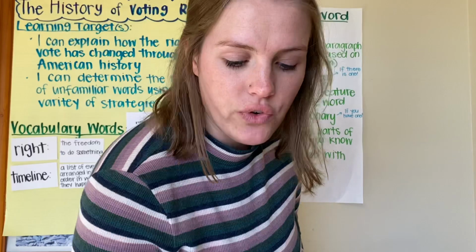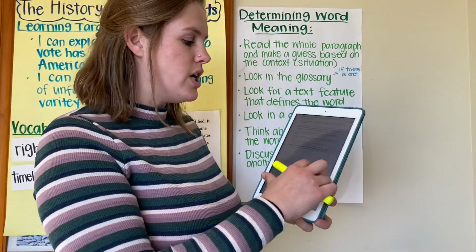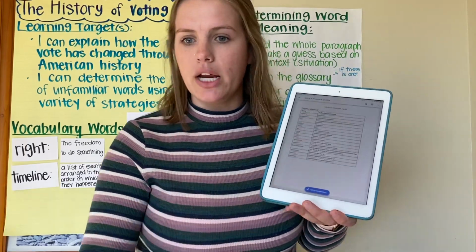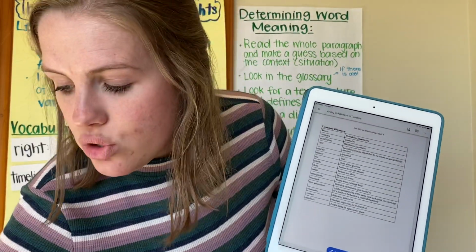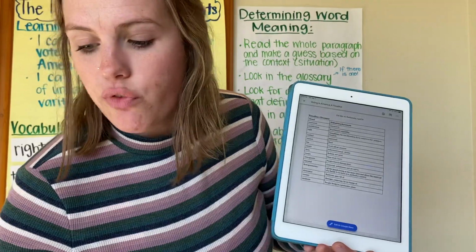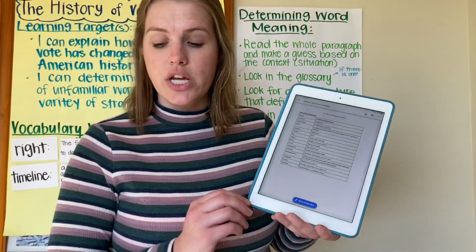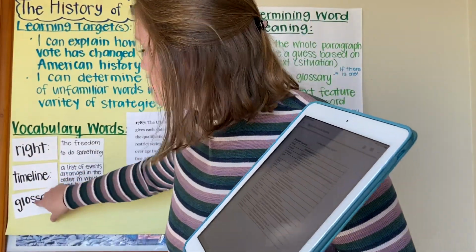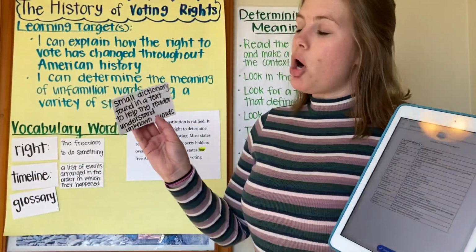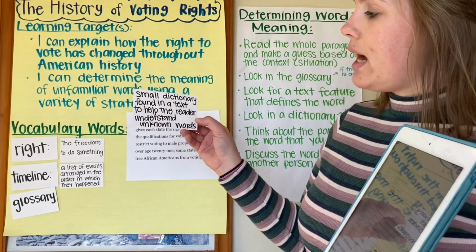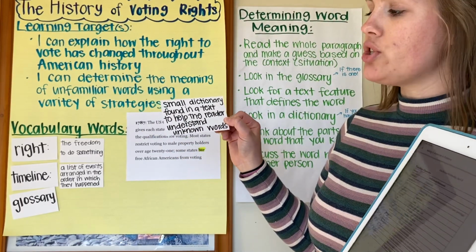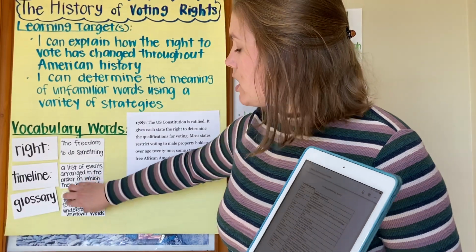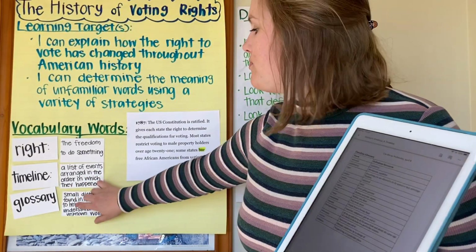I have great news for you. On page 4, we have a glossary with the meanings of several of the words in the timeline. So let's, all of us, scroll now to page 4 where it says timeline glossary. A glossary, you guys, here's the definition, is a small dictionary found in a text to help the reader understand unknown words. So in case you don't know what a glossary is, there's a definition.